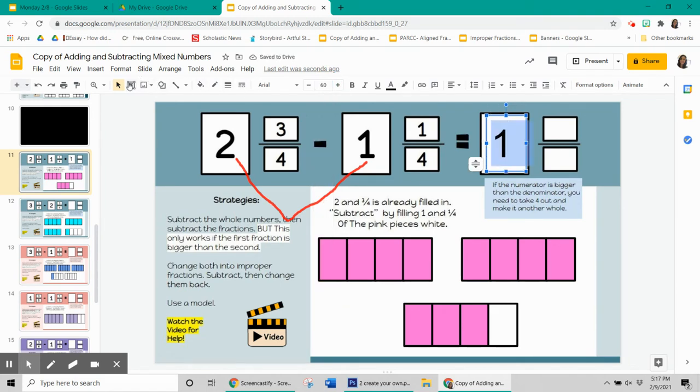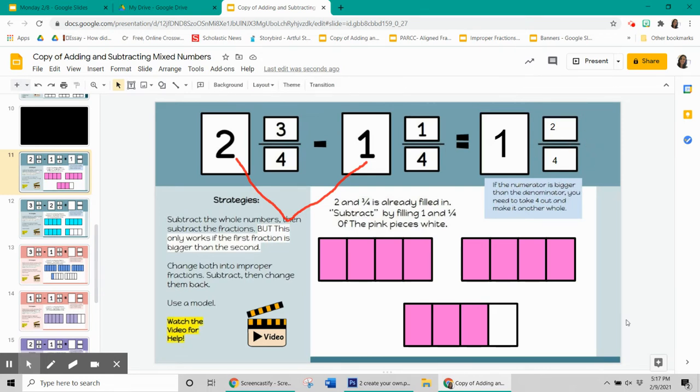All right. So like I said before, the denominator stays the same because no matter what we do, we're working with fourths. 3 minus 1 is 2. So our answer is 1 and 2/4. And you can simplify that down even further and make it 1 and 1/2.